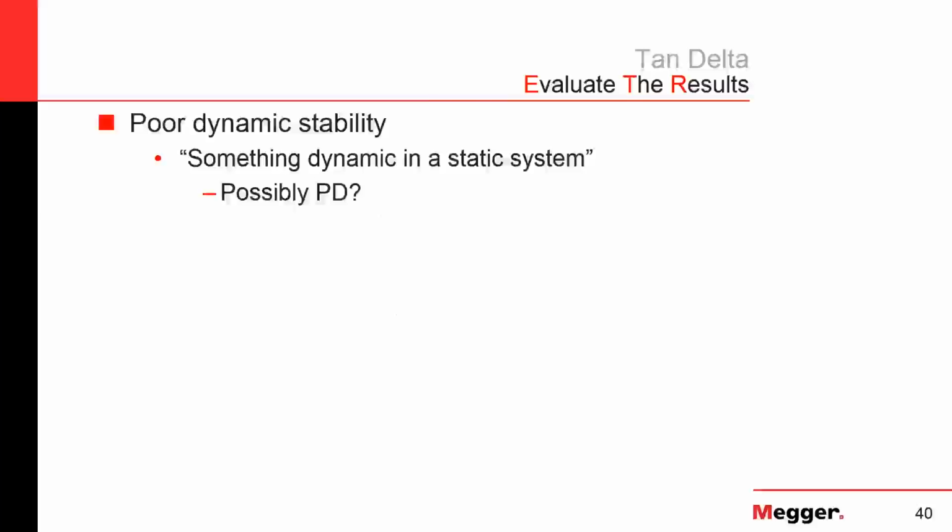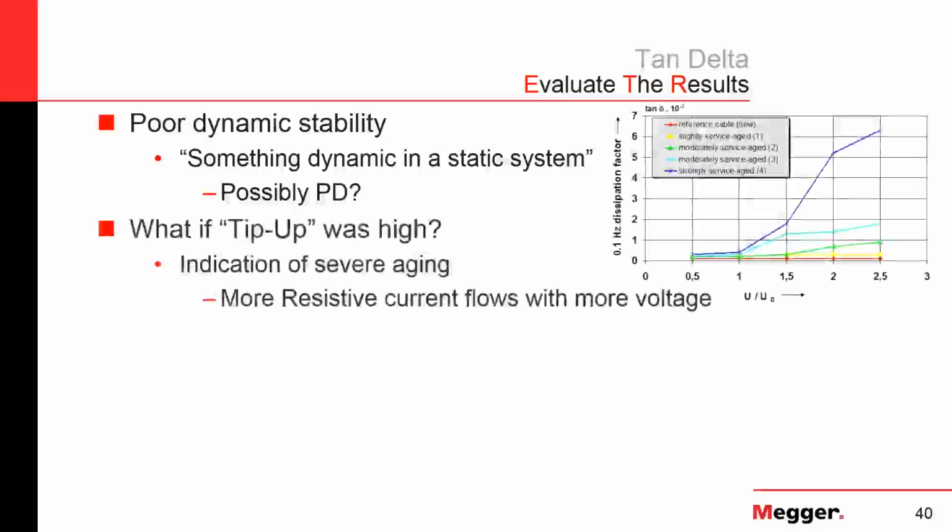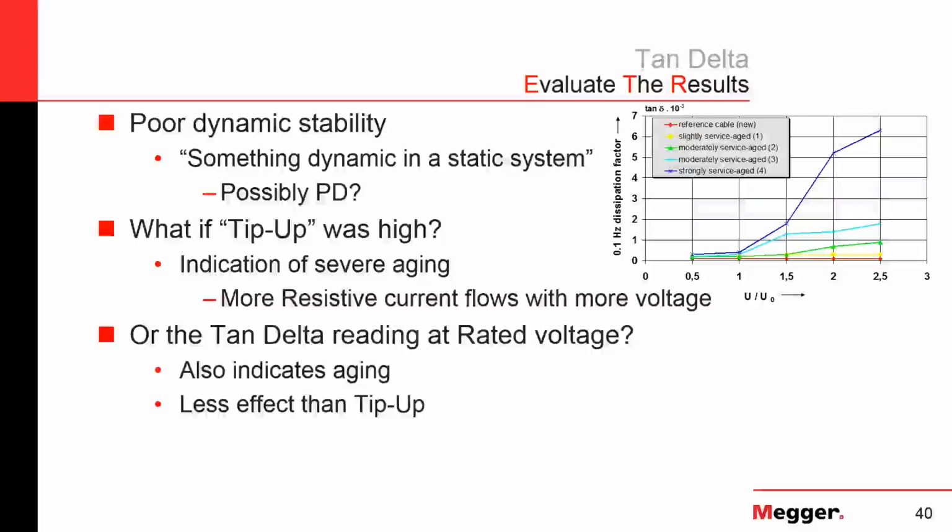So, tan delta, some of the things the results will tell us. If we have poor stability, that stability measurement number means something dynamic is happening in a static system, especially for extruded cables. That leads me to believe it could possibly be a partial discharge event going on. Something's changing in a system that shouldn't be changing. If we have a large tip-up, that subtraction number, that's an indication of more and more severe aging. More resistive current flows as we apply more voltage, so we get a higher and higher tan delta number.